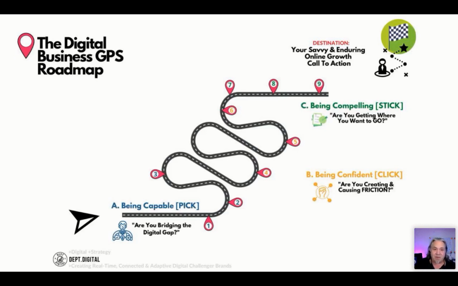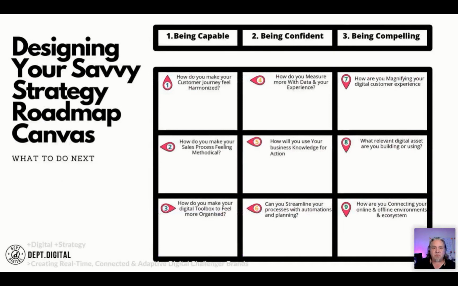As I said, how do we become capable? Well, I've got 3 steps that we talked about, and I'm going to outline them shortly, so don't worry. You don't have to write them down or remember them. But there's 3 steps here that I talked about. What comes next? Well, we want to be confident, right? Are you creating and causing this friction? We have 3 steps as well that I talked about. And are we being compelling? Are you getting to where you want to go? Are you bringing your customer to where you want to go? And there's 3 steps for that as well. So it's just simply taking these ideas, rearranging them, and saying, how do we actually put them together? How do we use them?